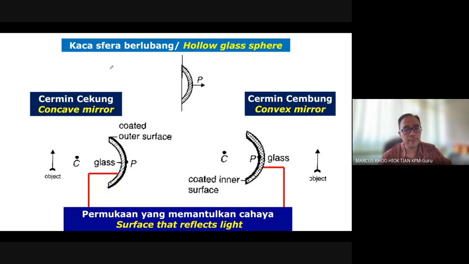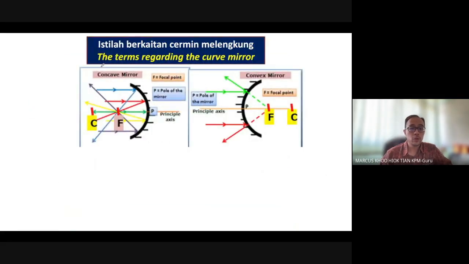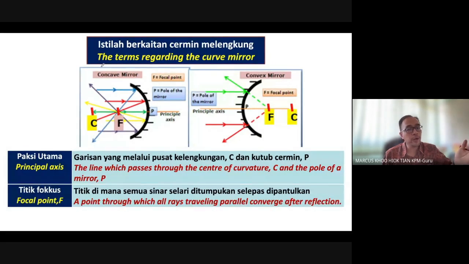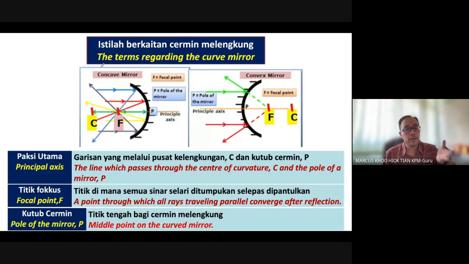Again, I want you to remember the mirror is actually part of a much bigger circle, where there is actually a center in that circle. So these are important terms regarding the curve of the mirror. Number one, the principal axis. Same thing, the principal axis is this. The focal point is the same, a point through which all the rays pass. And the pole of the mirror is the middle point of the curved mirror.